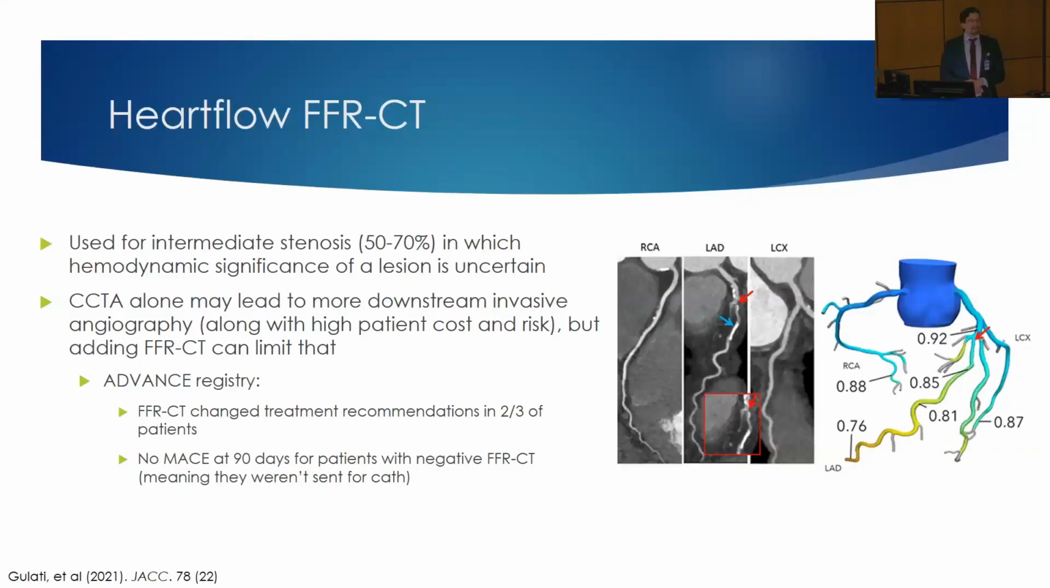So what we do in the cath lab with these intermediate lesions, we put a pressure wire across that lesion, and we measure the pressure difference distal to the lesion and proximal to it, and you get a ratio. If that ratio is less than 0.8, then that is flow limiting and they benefit from getting a stent because that's ischemic. With FFRCT, we get that same information, but non-invasively and very accurately.